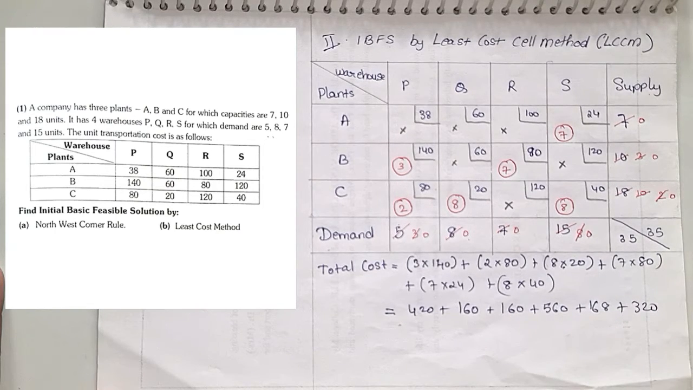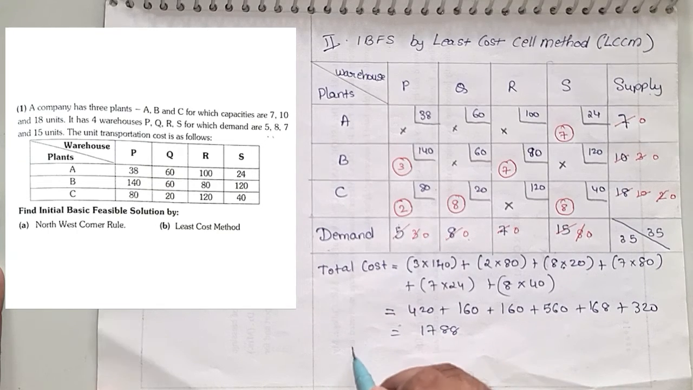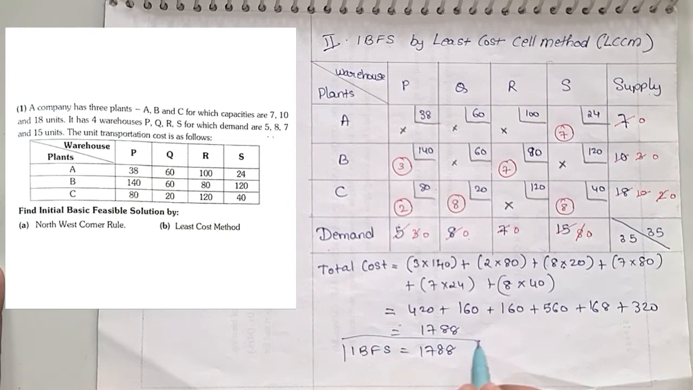So once I add it up, 168 plus 560 plus 160 plus 160 and 420, we should get a final answer of 1788. Therefore my IBFS is 1788. Okay, so this is how you all had to solve the sum based on the least cost cell method or least cost method.